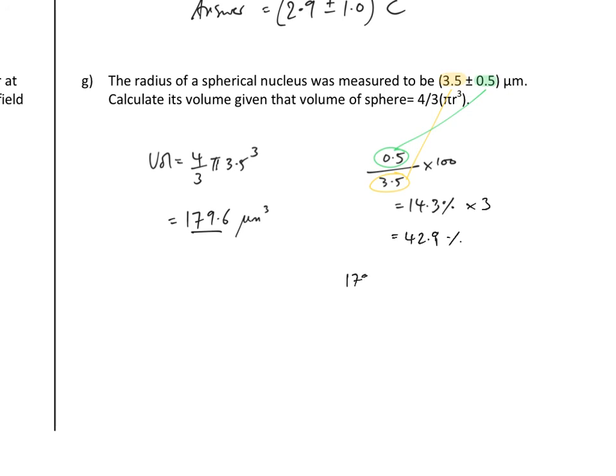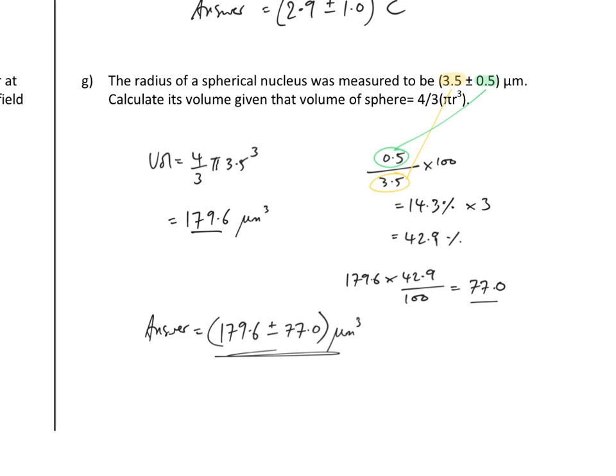So 179.6 times 42.9 divided by 100 equals 77.0, rounded to 1 decimal place. And therefore the answer, let me just write it all out again: 179.6 plus or minus 77.0, and that's in micrometers cubed. So we're done. 40 minutes.